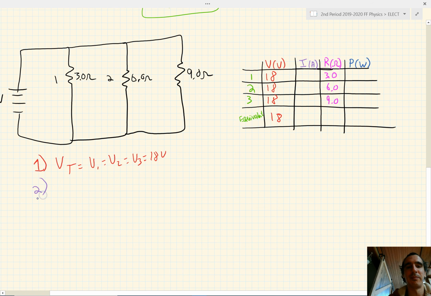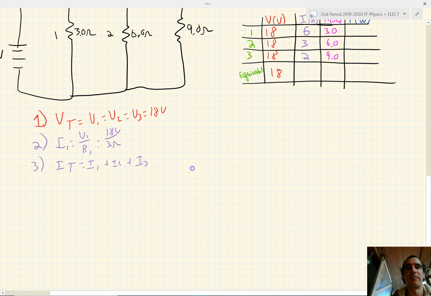So step 2, we know from Ohm's law, let's look at I1. I1 is V1 over R1, which is 18 volts over 3 ohms, which gives us 6 amps. We can do the same thing for I2 and I3. We'll get 3 amps and 2 amps. And then we can use our knowledge of parallel circuits that the total current of the circuit is the sum of all the currents through the branches. So I total is I1 plus I2 plus I3. If we add those all up, we get 11 amps. We'll put that in our chart as well.